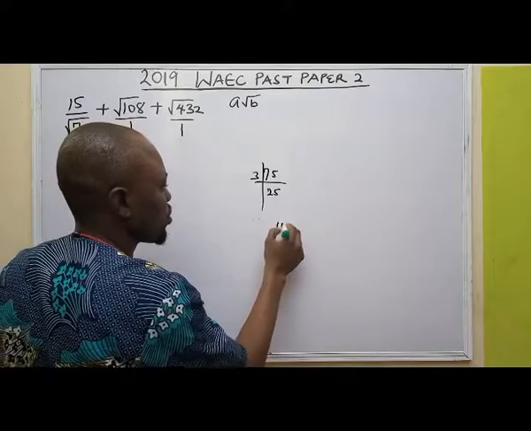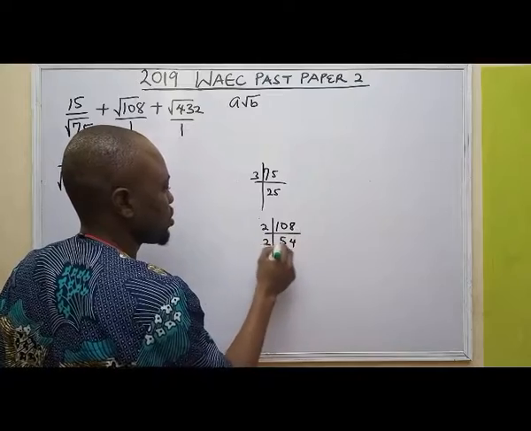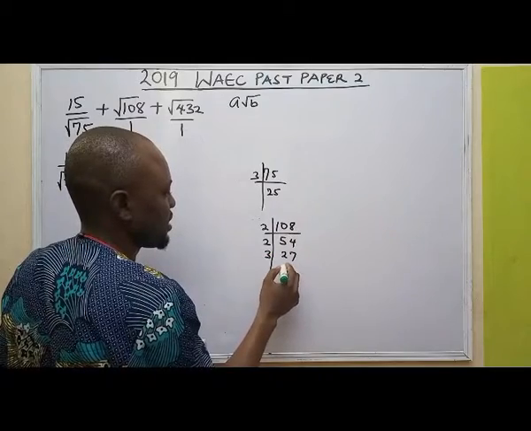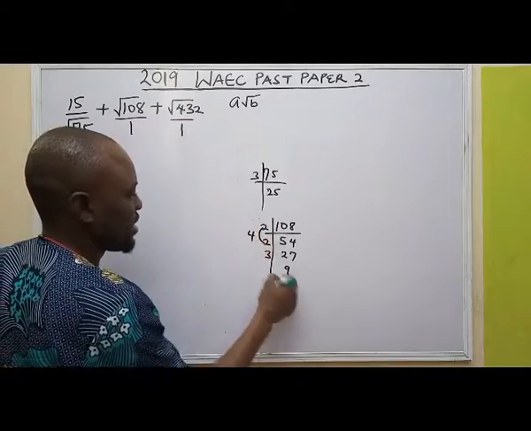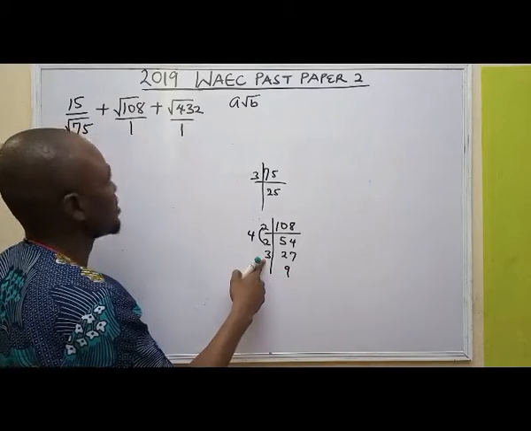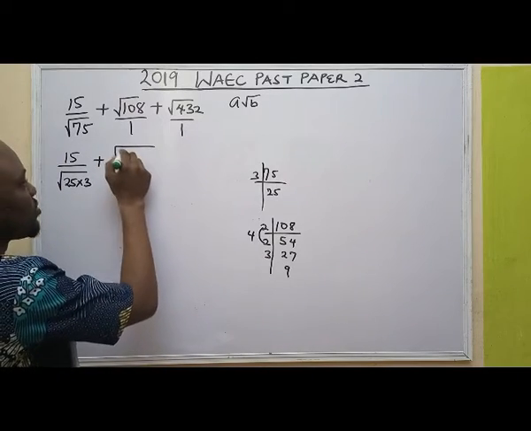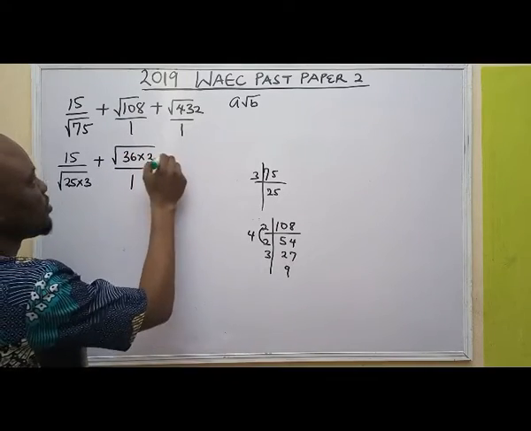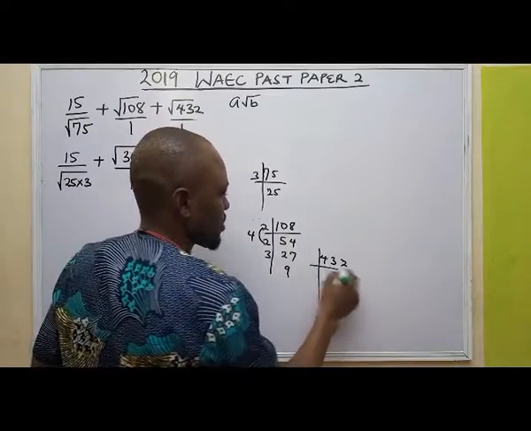I'll do the same thing for 108. This is 2, 54, 2, 27, 3 here is 9. Now I can see that this is 4 and this is 9. 4 times 9 is 36. 36 times 3 is 108. So I'll stop here. So I'm going to write the square root of 36 times 3, over 1, plus. I'm going to find the prime factors for the other one, 432.